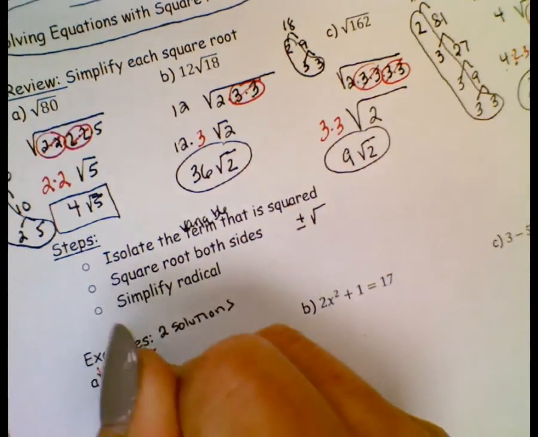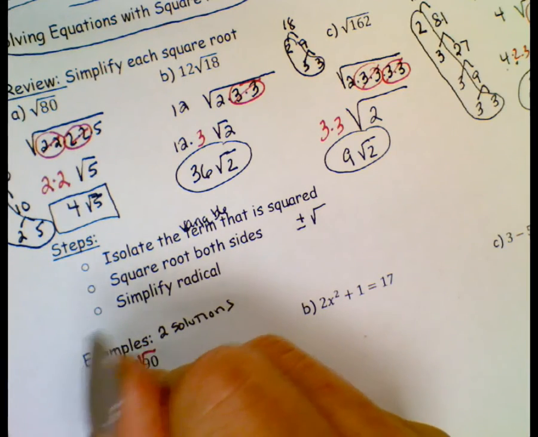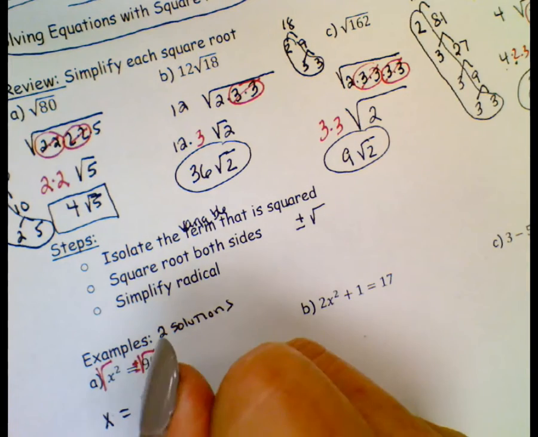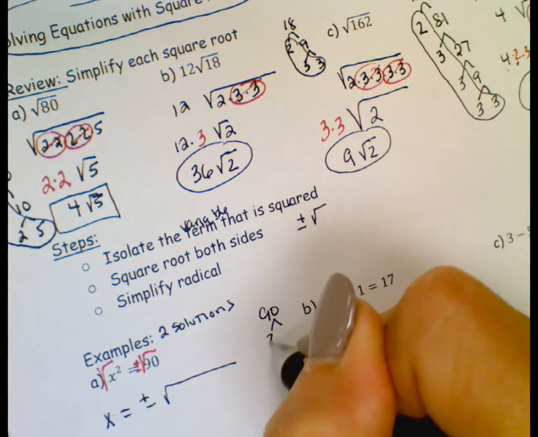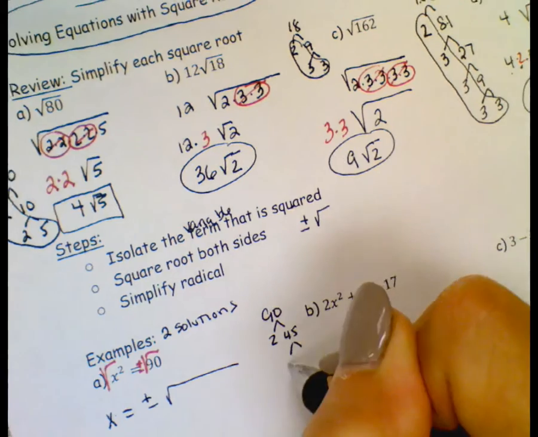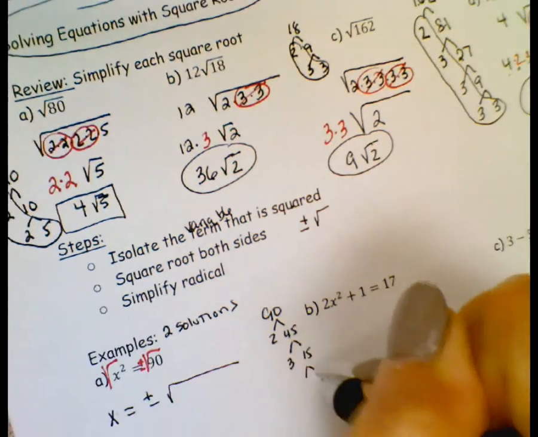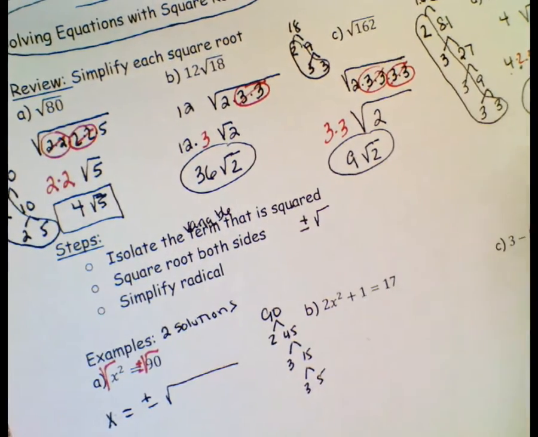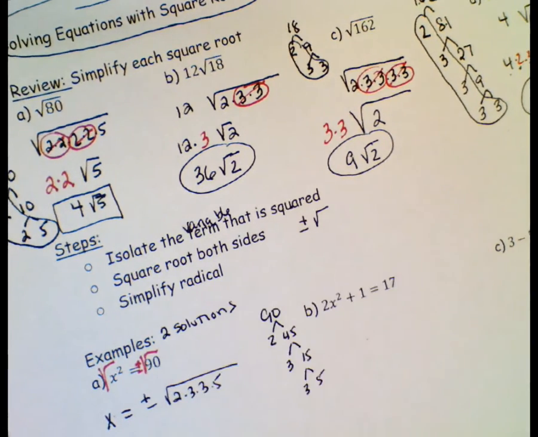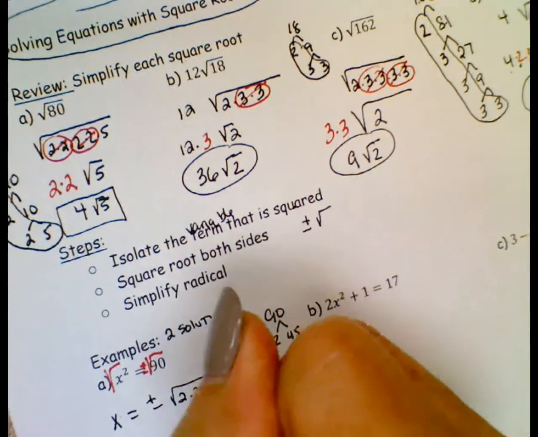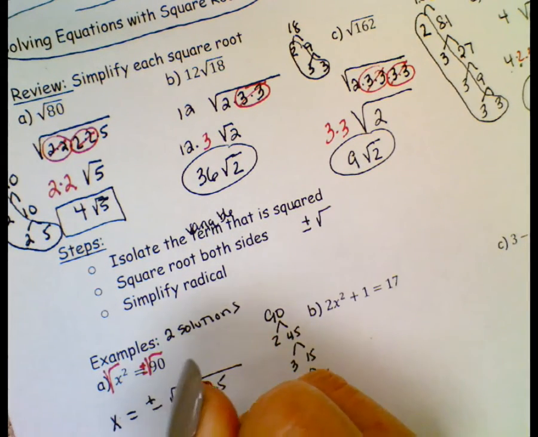So the square root of x squared is just x, because 2 x's are a pair of them, one comes out. Plus or minus the square root of 90. So 90 is 2 times 45, and 45 is 3 times 15, and 15 is 3 times 5. So it's 2 times 3 times 3 times 5. I'm going to circle the 2 3's and bring one of them out.